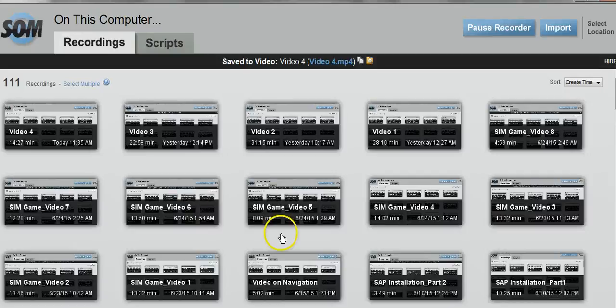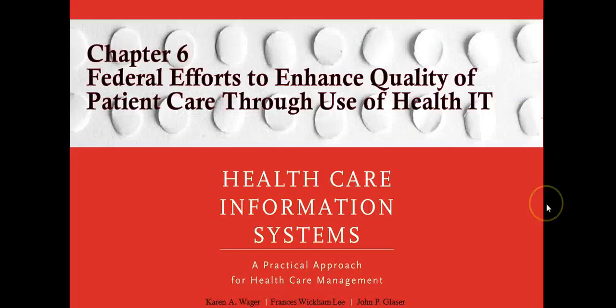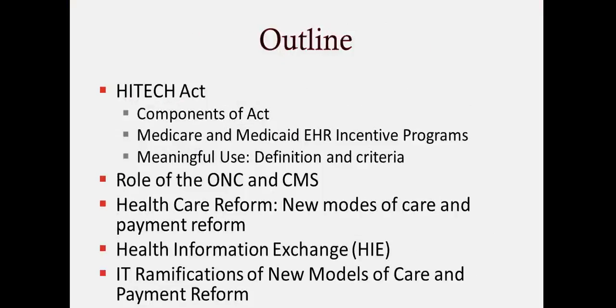Hi all. So this week it is chapter 6, which talks about technology for patient care, and what the federal government has done to enhance quality of patient care through use of health IT. And the HITECH Act. So this is basically components of the act. It talks about the incentives for EHR.